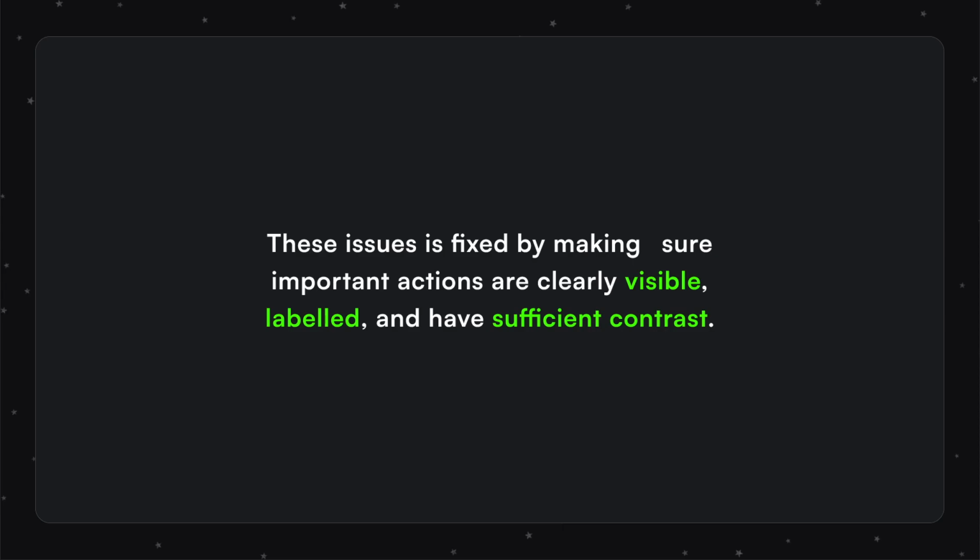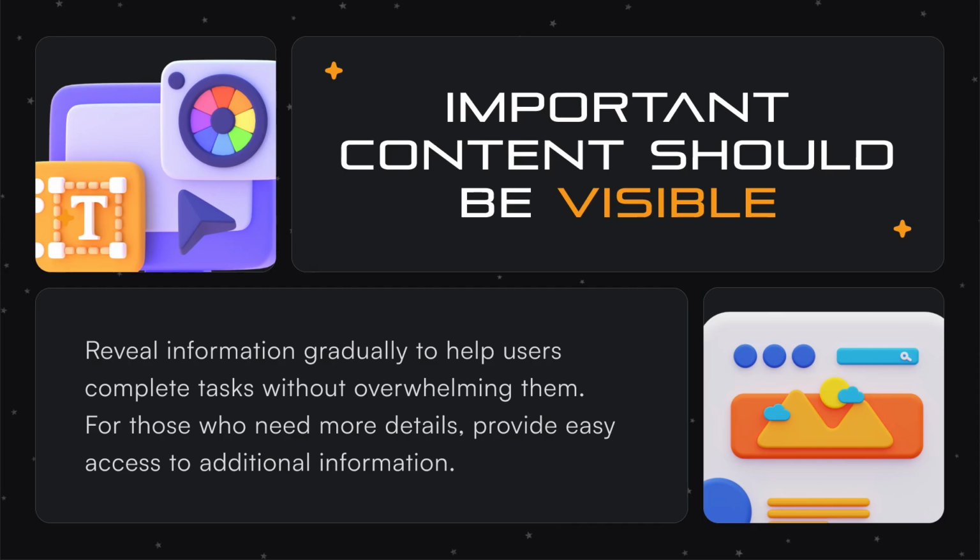This issue, guys, is fixed by making sure important actions are clearly visible, which means they have no opacity less than 50%. They have labels. Don't just use icons by themselves. Give them a label, right? And have sufficient contrast, meaning the background and foreground can be differentiated. Not too much background, not too much foreground. They can be clearly differentiated: this I can see, this I can't. So, let's proceed.